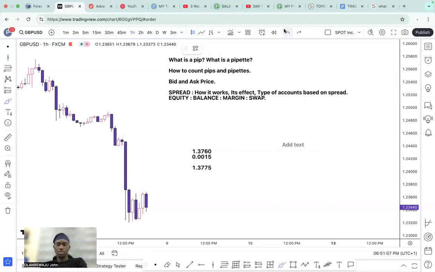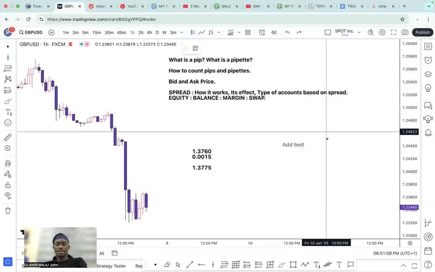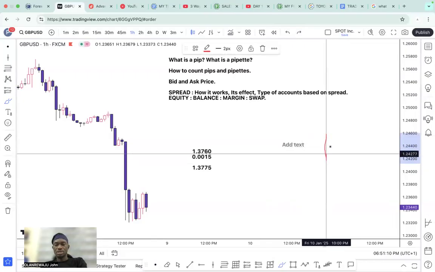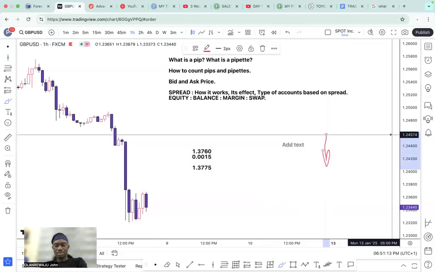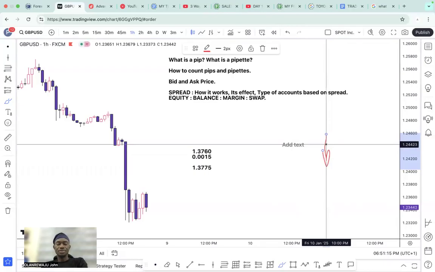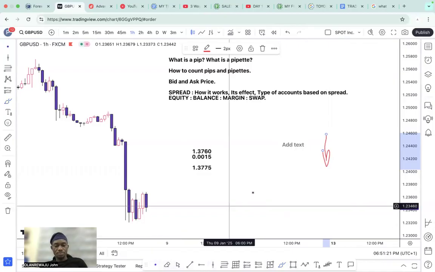Come back. Oh boy, I didn't write the text. But according to the example, we can see that the price reduced here. So that is a decrease by 15 pips from Euro USD. Let's go into the chart to have some example.